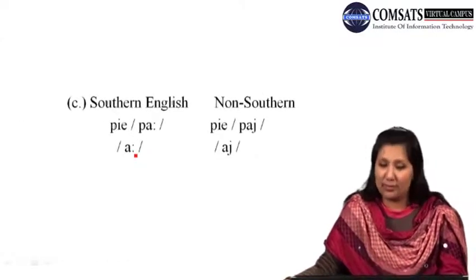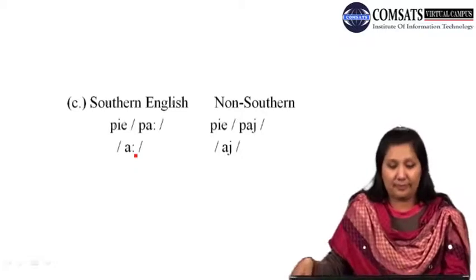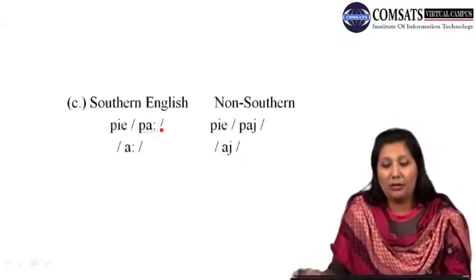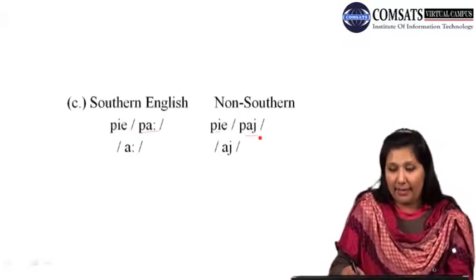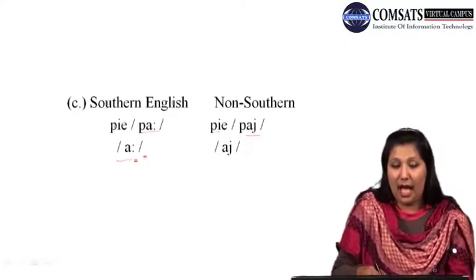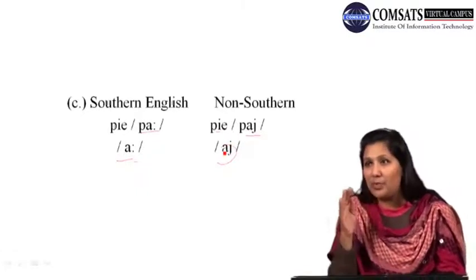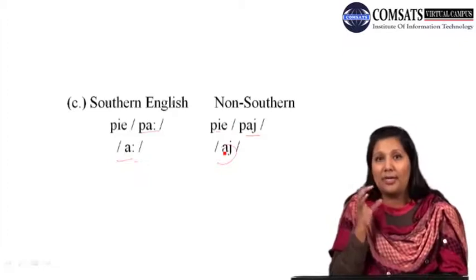Some Southern English and non-Southern English. We have pie and we have pa. This is pie and page. This a is pronounced as I. It ends with j sound and it starts with a sound.